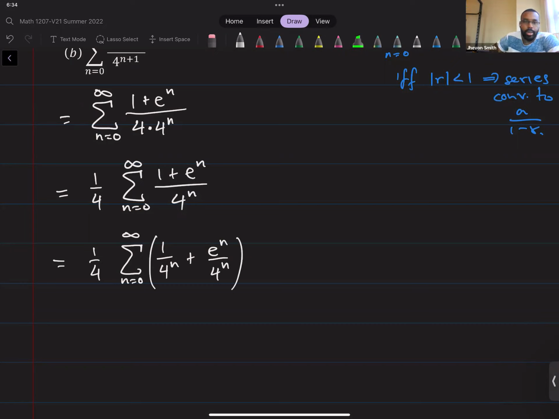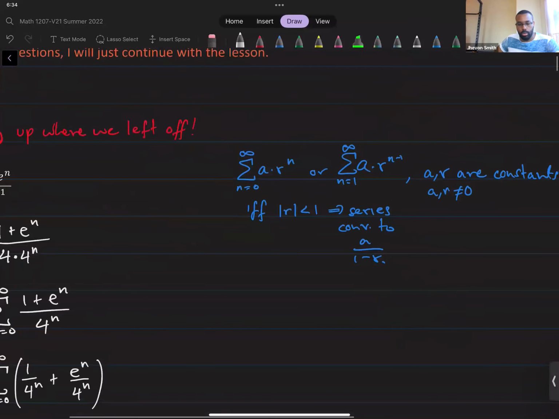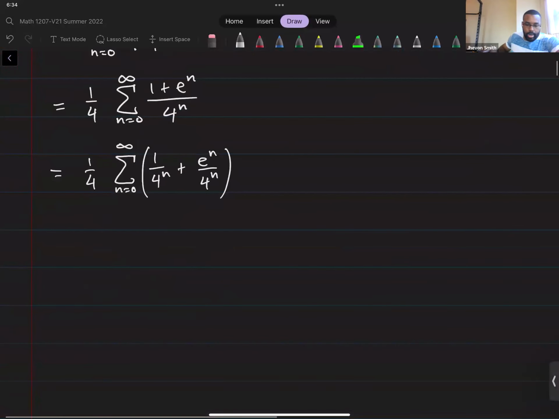Now, again, I know what I'm aiming for. I want something times something to the nth power. I don't want 1 over something to the nth power or something to the nth divided by something to the nth power, right? I want to write it like one of these forms. But again, I know how exponentials work.